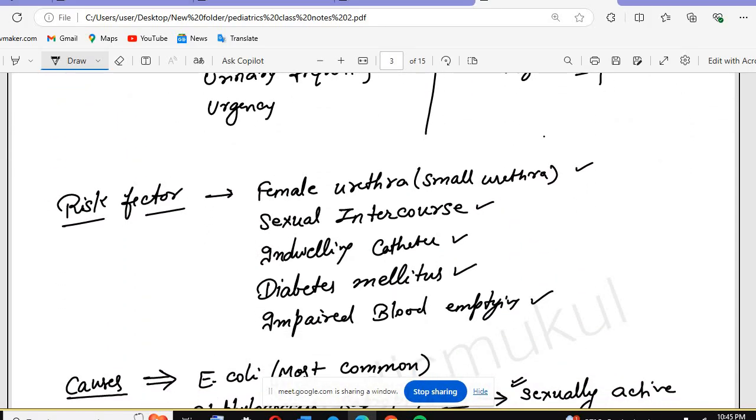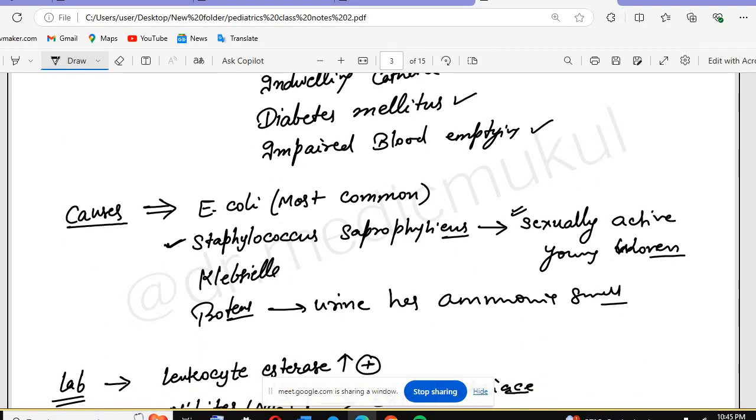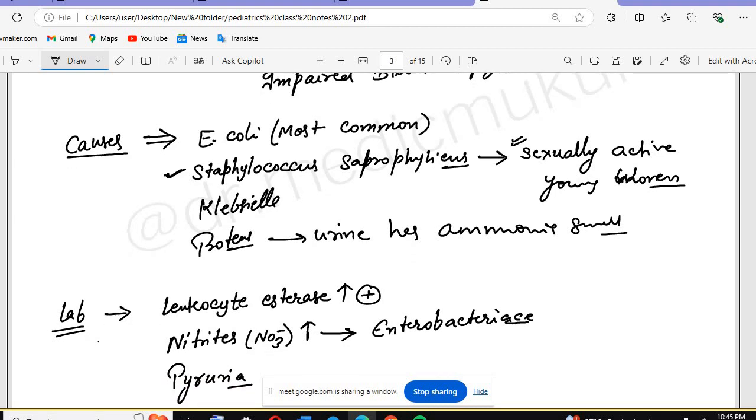Then we have the risk factors. The female urethra, because the female urethra is short, so that causes more infection; sexual intercourse, indwelling catheter, diabetes mellitus, impaired bladder emptying. The causes, remember: E. coli, the same as in acute pyelonephritis; Staphylococcus saprophyticus, in sexually active young women; then Klebsiella, then Proteus. The urine has an ammonia kind of smell.